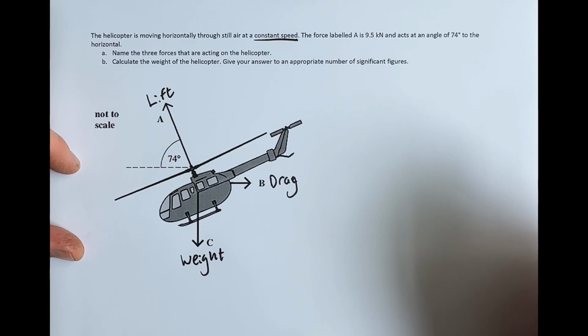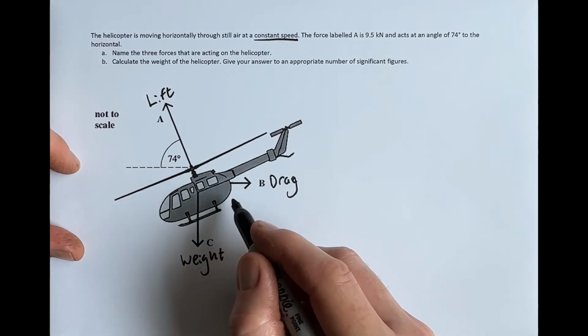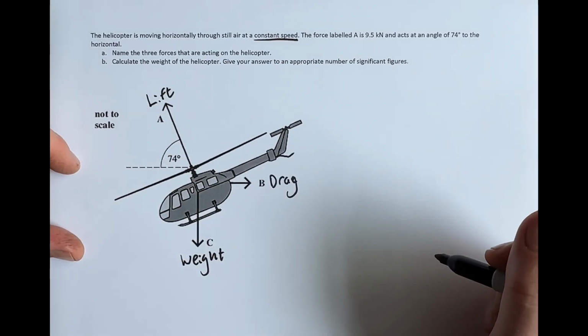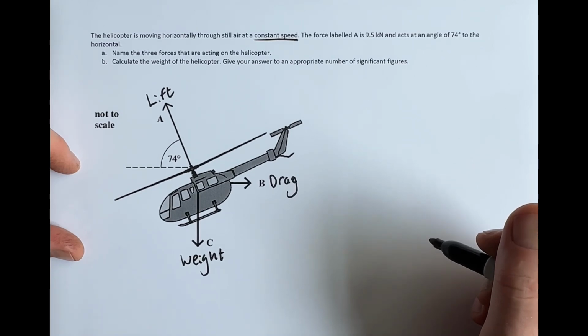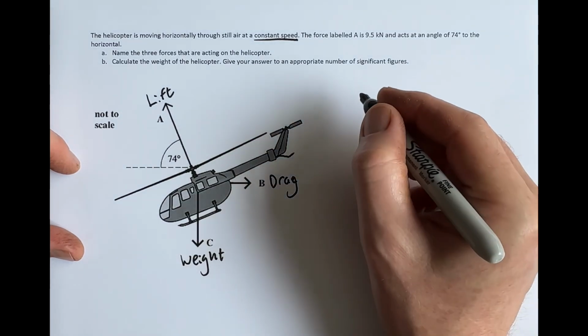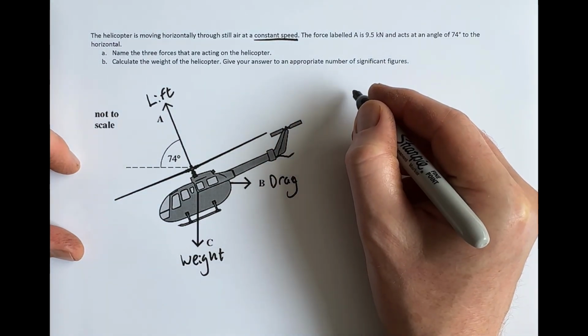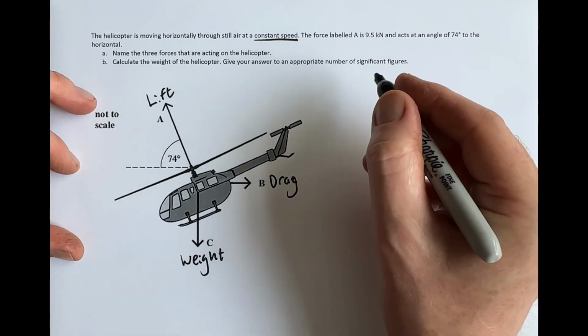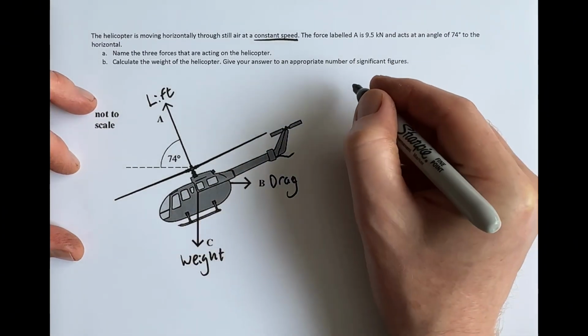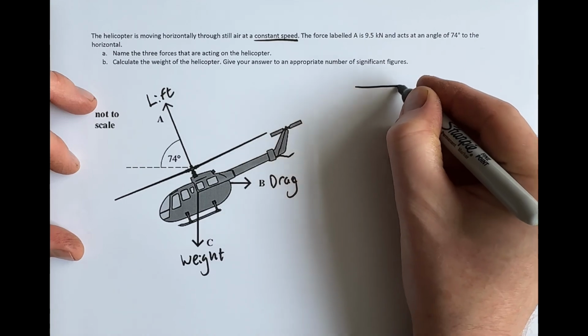That means that if we take the forces that act on this object and put them into a vector triangle, you will see that the vector triangle will indicate that there's no resultant force. So I'll explain that now. Let's take the drag force. Drag force is acting to the right.